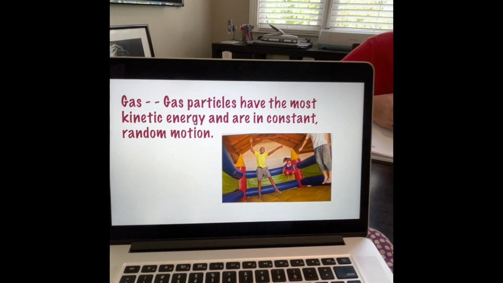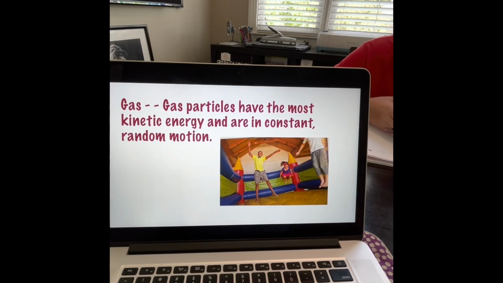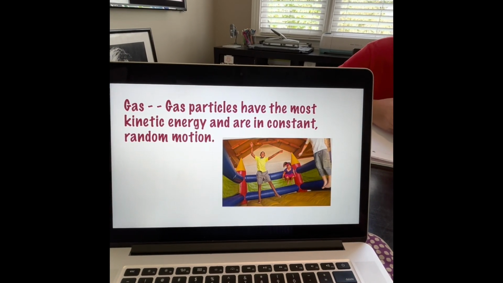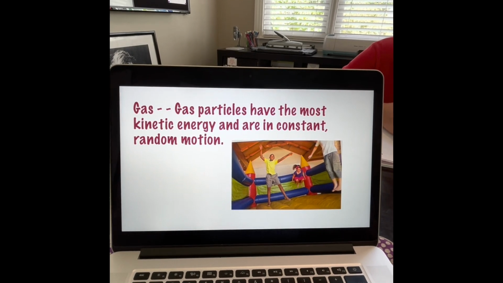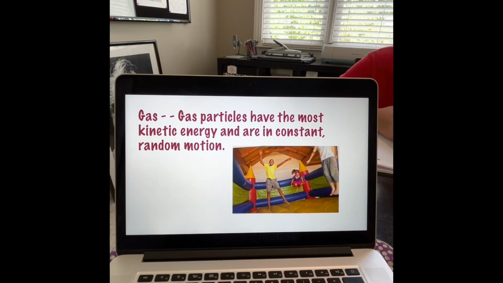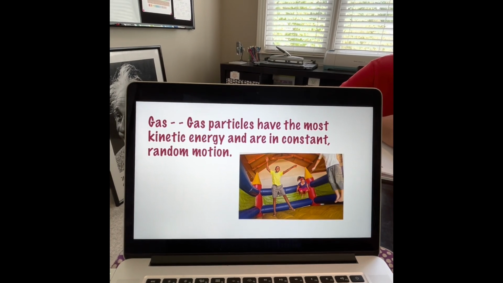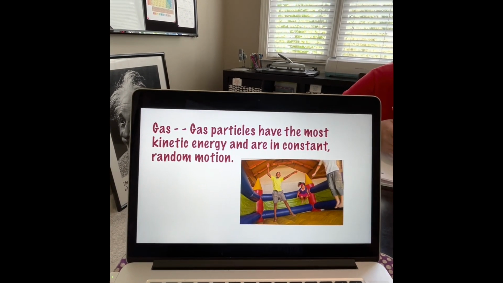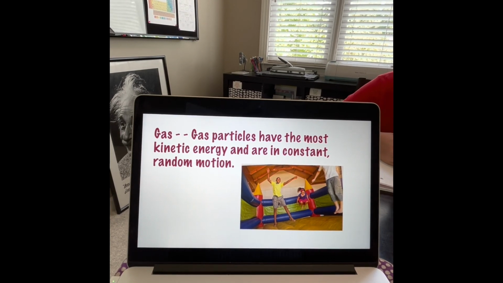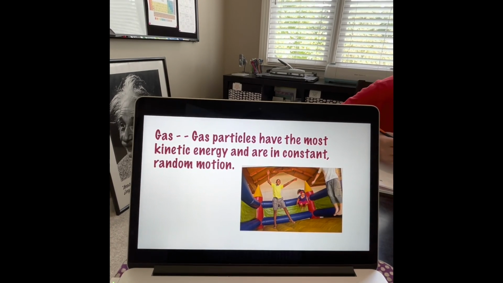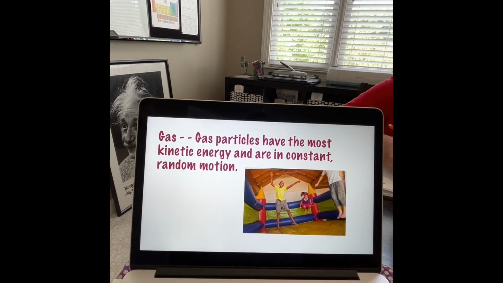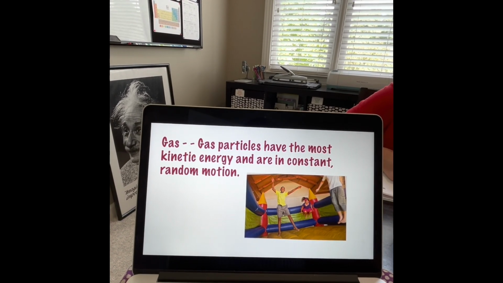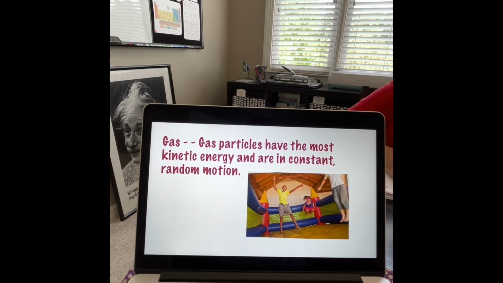All right, lastly, gas. Gas particles have the most kinetic energy and are always in constant random motion. In fact, at room temperature, gas molecules can move on average 990 miles per hour, but they rarely travel very far because they are colliding with each other or the walls of their container. After a collision, the particles go off in other directions.